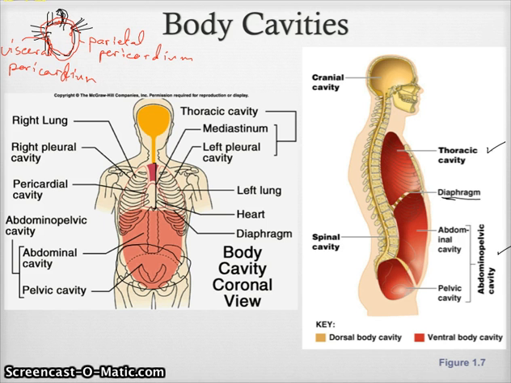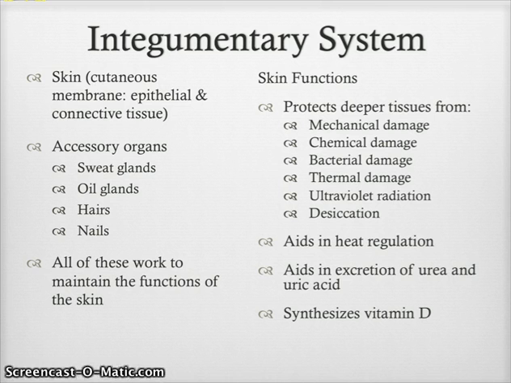Okay, so now let's move on a little bit. Integumentary system. When we deal with the integumentary system, you want to make sure you pick up on what we're talking about. It's a cutaneous membrane, so we see epithelial and connective tissues. We have several accessory organs that provide a variety of functions. The point here is that the cutaneous membrane itself, the skin, and the accessory organs all maintain the functions of the skin, okay?